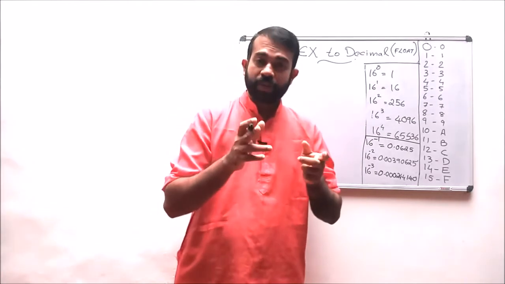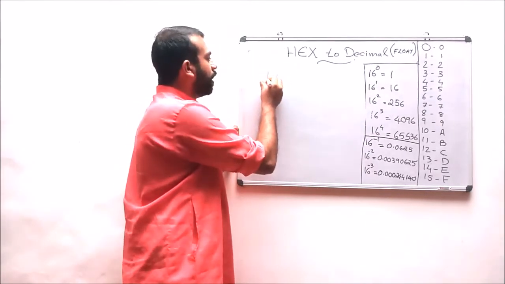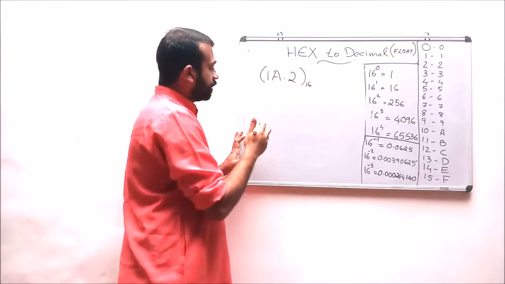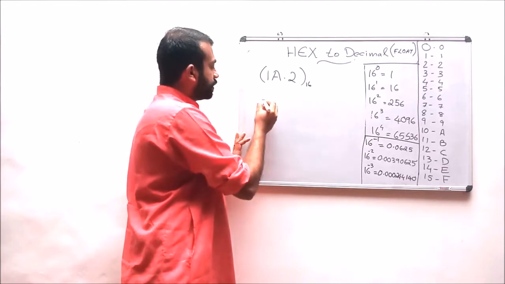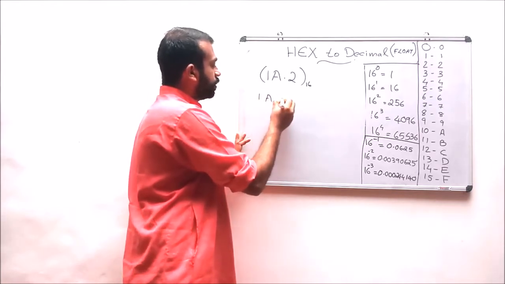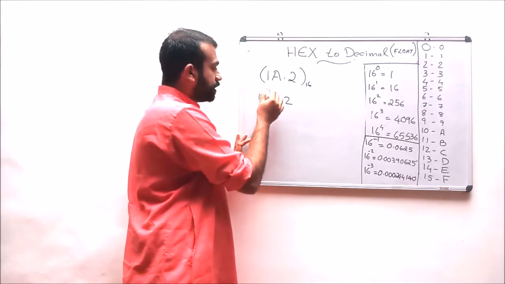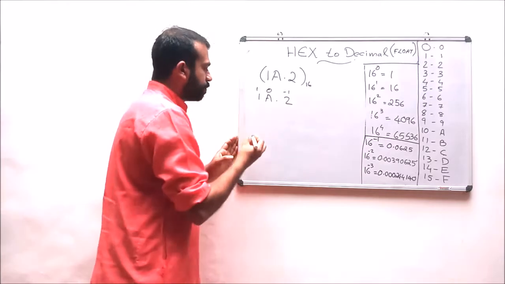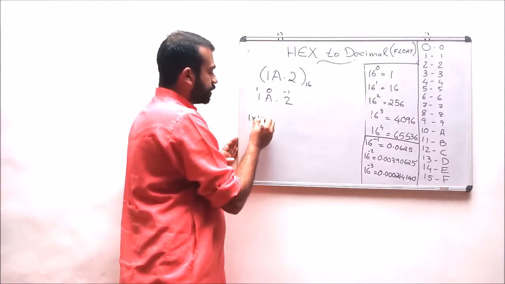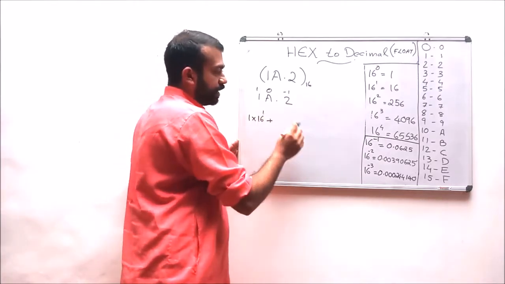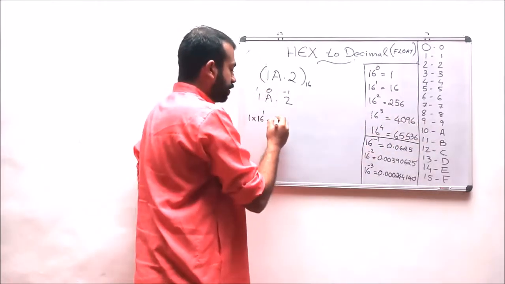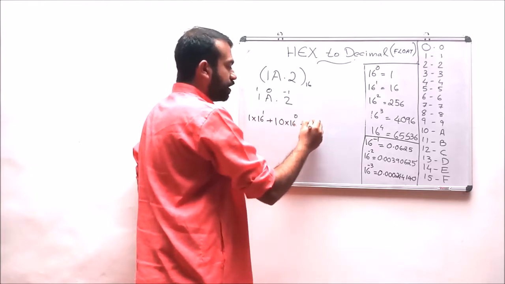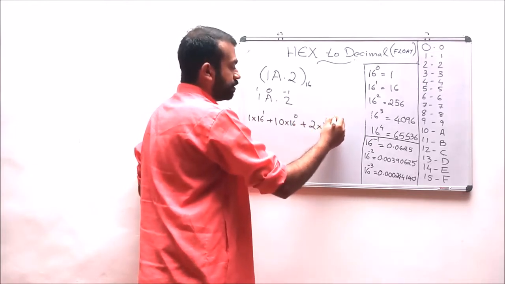So dear students, consider one more example. Another example is 1A.2 to the base 16. While considering this 1A.2, the positional values are 0, 1, and for this 2, the position is minus 1. In the next step, what we have to do is 1 into 16 raised to 1 plus A, which is equivalent to 10, into 16 raised to 0 plus 2 into 16 raised to minus 1.